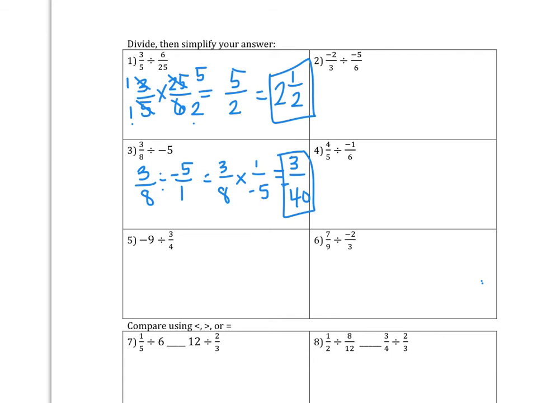I'm going to come down and do number 5. Again, I'm going to turn my -9 into a fraction by putting it over 1. Now I'm going to change my sign to a multiplication, flip it, and multiply straight across. Well, first I'm going to reduce. It's a 3 and a 1, and that equals -12 over 1, which is just -12.